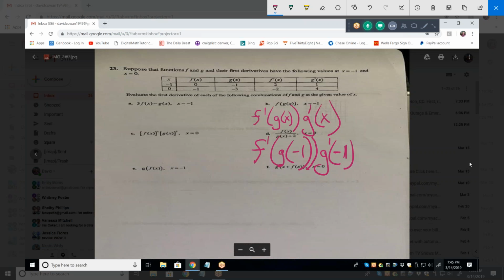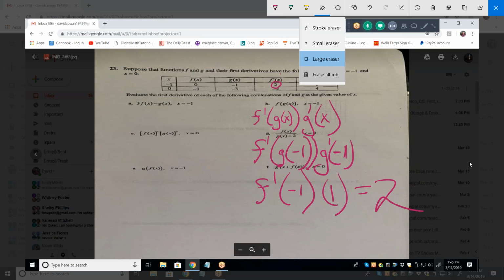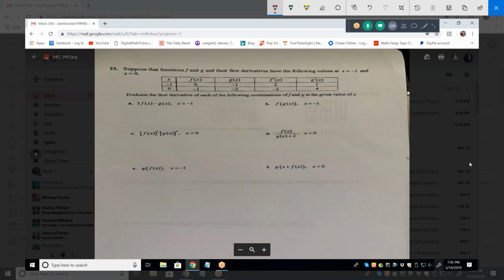G of -1 is -1, so it's f prime of -1. And what's g prime of -1? 1. And now what's f prime of -1? 0. And make sure you read f prime of -1. Oh, 2. Yeah. So that's 2 for number B. Number C. Now, that's a pretty interesting one. How are you going to differentiate that?